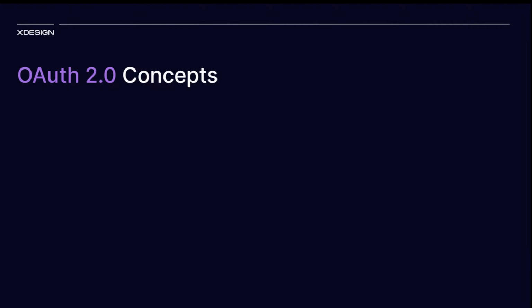So, before we can dive into how OAuth works, there are a few concepts we need to understand. First up, we have the resource owner. The resource owner is just a fancy way of saying the user, the person who owns the resources that we want to access. Next, we have the client. This is the application that is requesting access to the resources. In the previous example, the client would be Farmville.